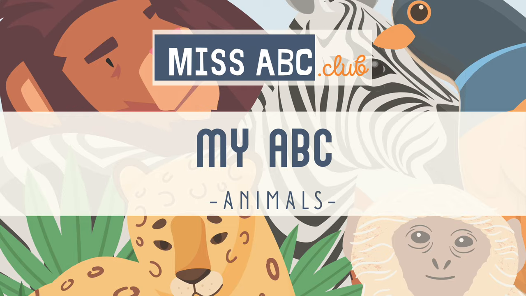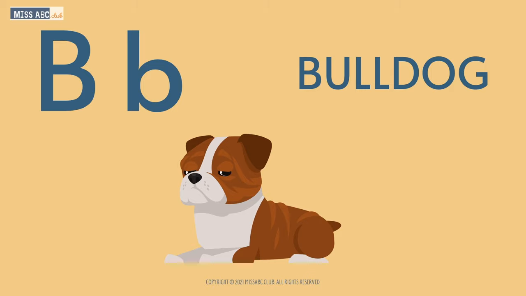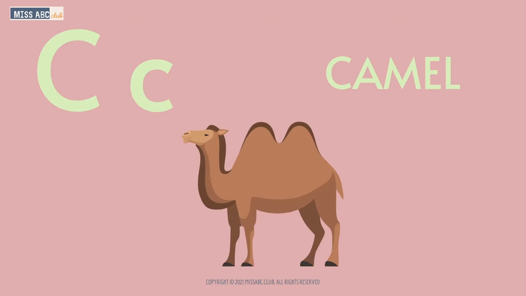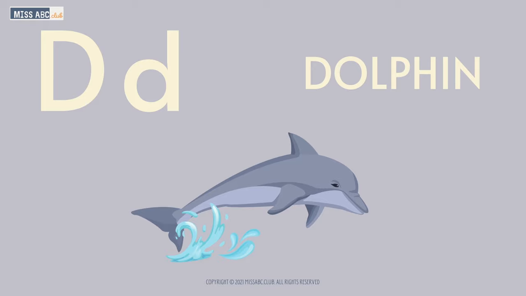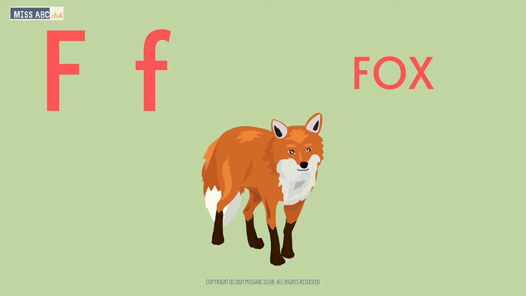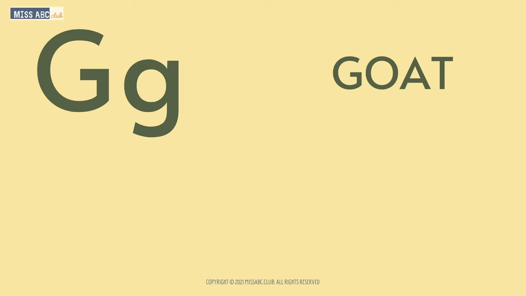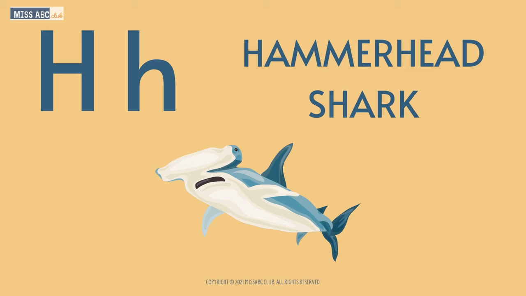Guys, let's review it one last time, shall we? A is for anteater. B is for bulldog. C is for camel. D is for dolphin. E is for eagle. F is for fox. G is for goat. H is for hammerhead shark.